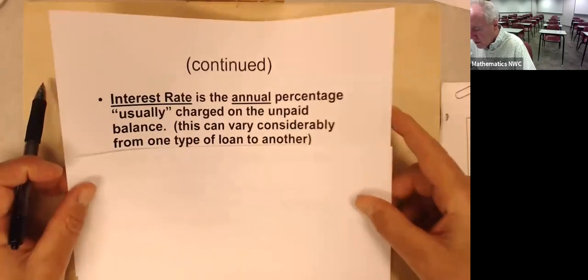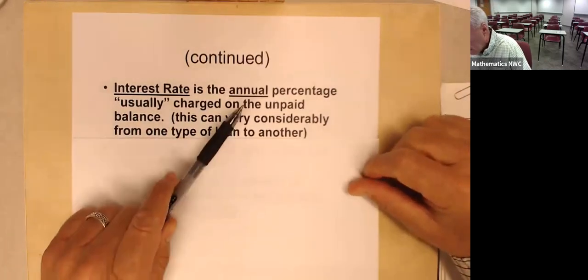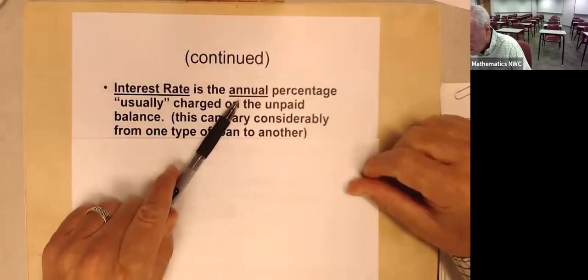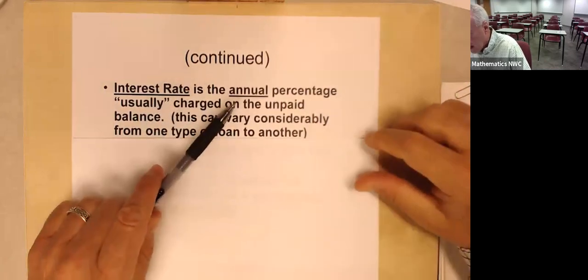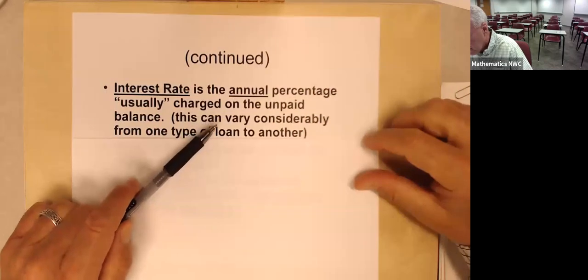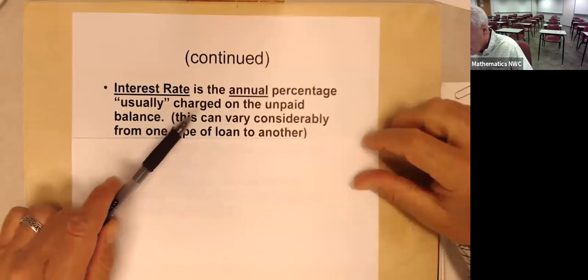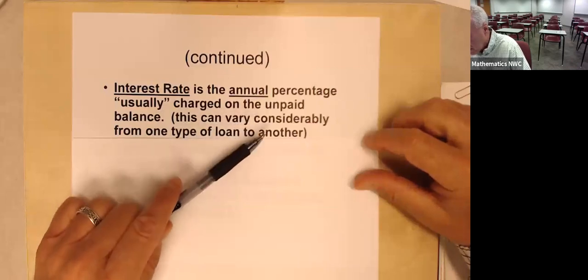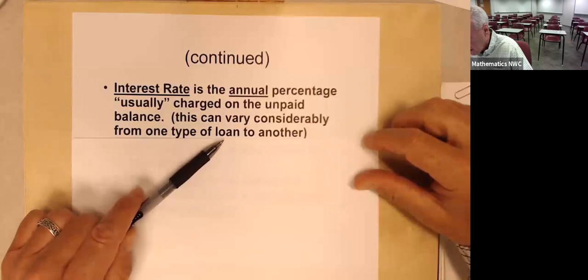Three other terms. Interest rate. I've underlined the word annual here because that's the way it's usually listed. Interest rate is the annual percentage usually charged on the unpaid balance, not always. This will be one type of interest. This can vary considerably from one type of loan to another.